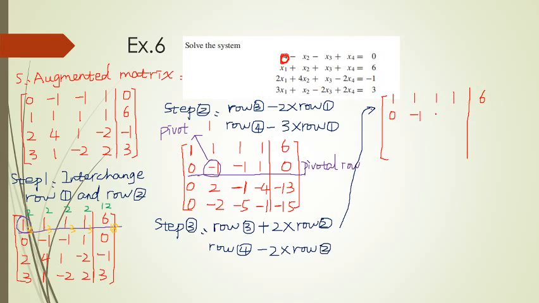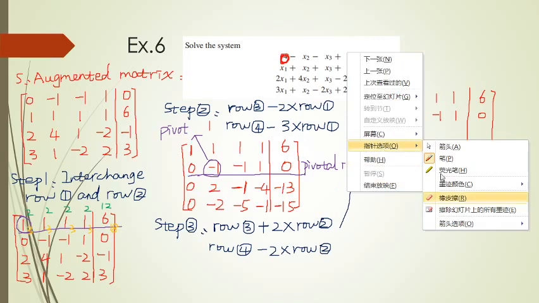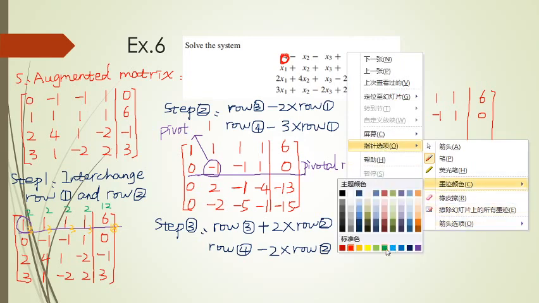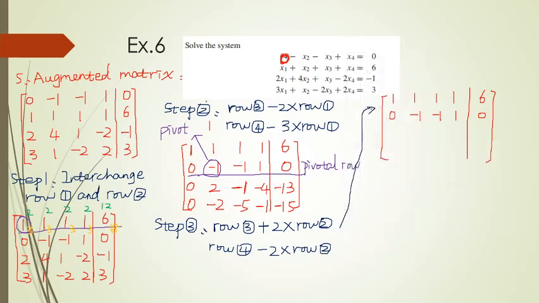And 0, minus 1, minus 1, 1, 0. So I will use green color again. You need to do this part by yourself, in your mind. So second row times 2, so we get 0, minus 2, minus 2, 2.